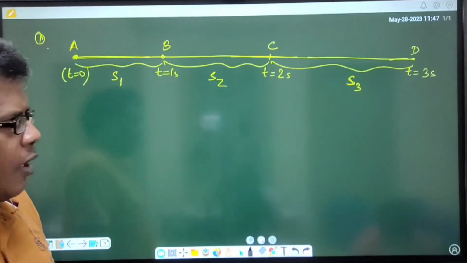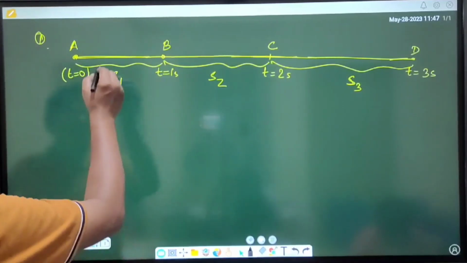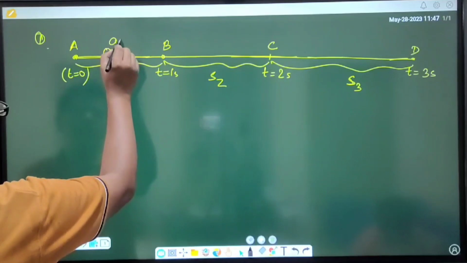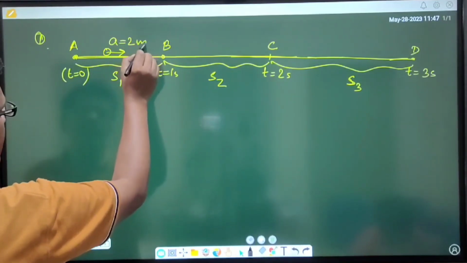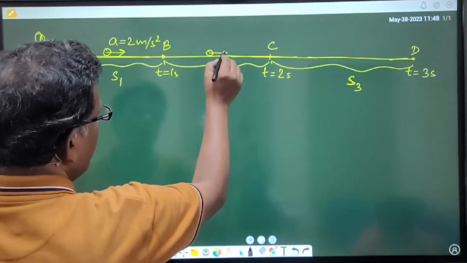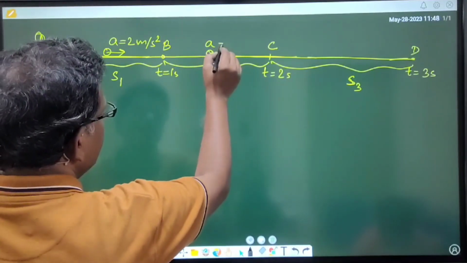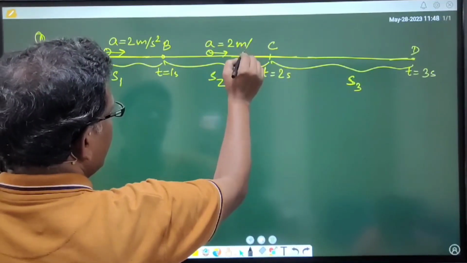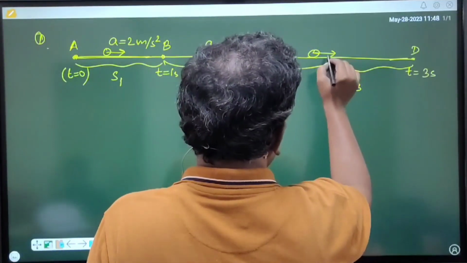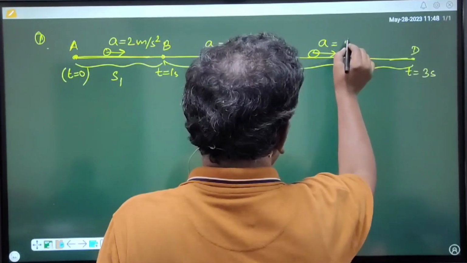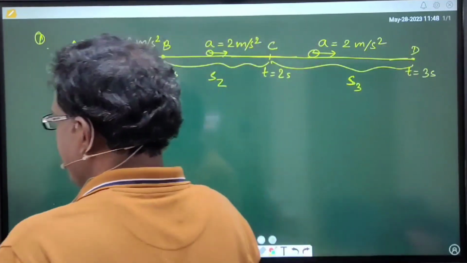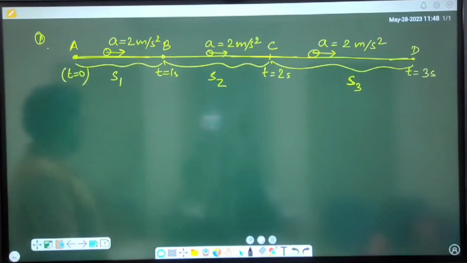As the particle is continuing its motion, it is expected to maintain its acceleration, which is said to be 2 meter per second square in all three intervals. It is continuously moving with this acceleration of 2 meter per second square. Are you getting me?